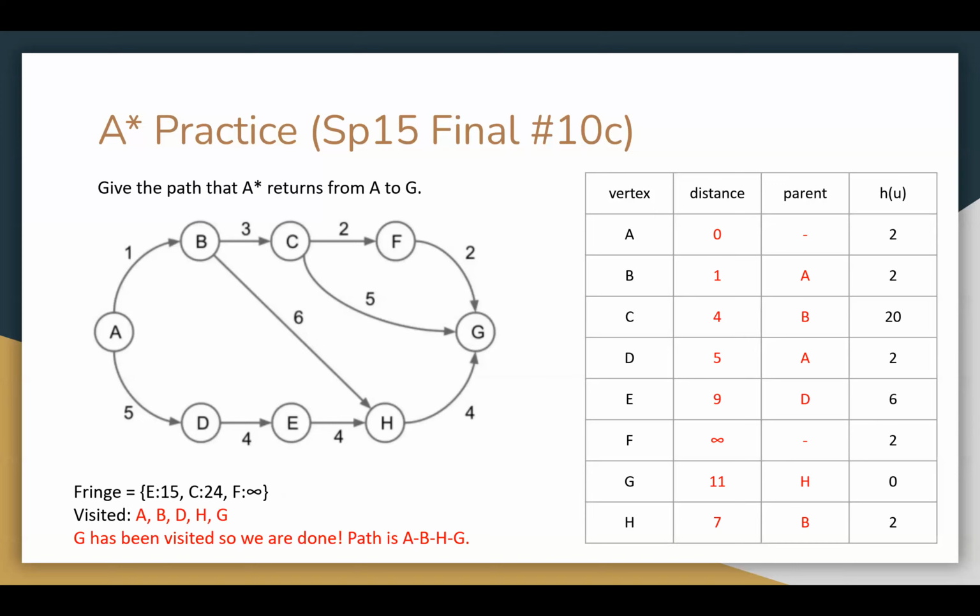And we see that we have popped G off of our fringe. G is the node that we want to visit. So we know that we're done with our A-star search and we can terminate.